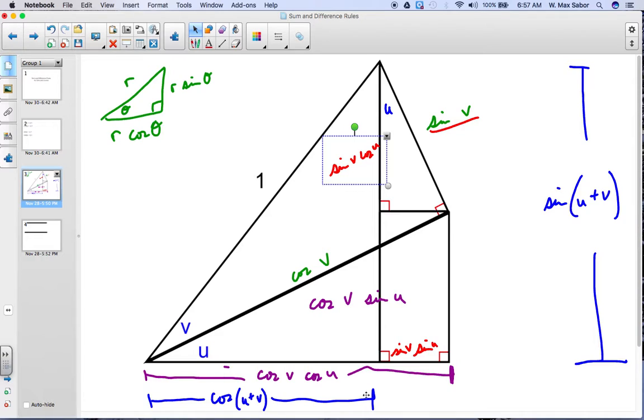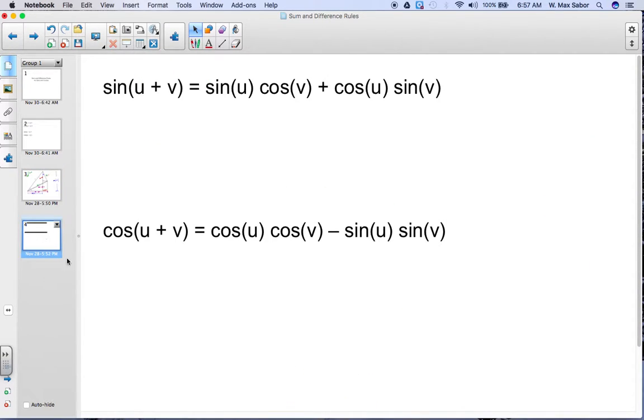What about for cosine? We can say that it's this whole thing minus this red piece. If we take the whole thing minus the red piece, we get this blue side. So cosine of u plus v equals cosine of v times cosine of u minus sine v sine u. So I'm going to write that down on the next slide.